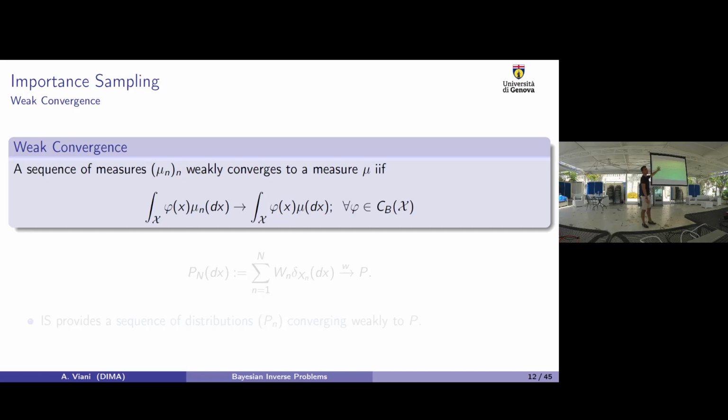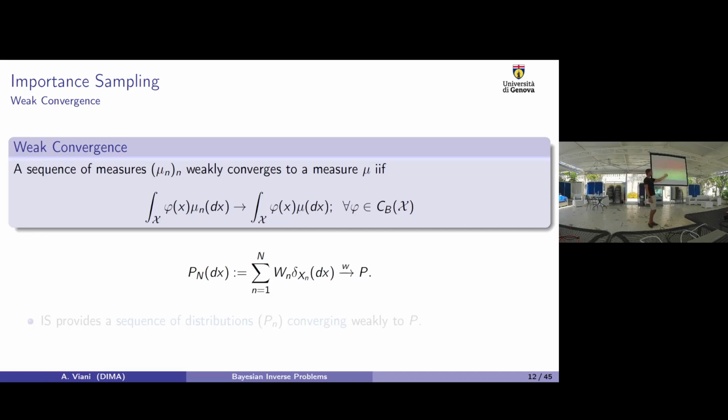This is just the definition of weak convergence. So importance sampling is something like constructing a sequence of measures that weakly converge to P. Let me recap what it means to weakly converge to something. We say that a sequence of measures weakly converges to a fixed measure mu if the integrals of all bounded functions with respect to mu n converge to the integral with respect to mu. So we can say we have the limit outside the integral when we put it inside, something like that.